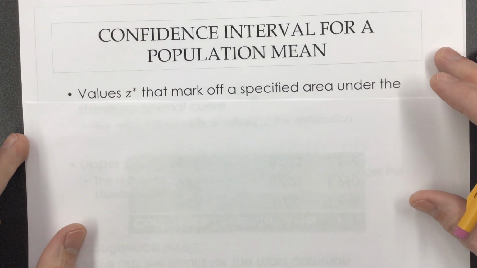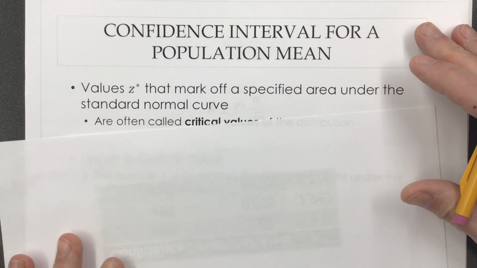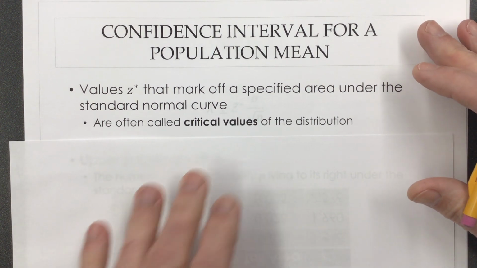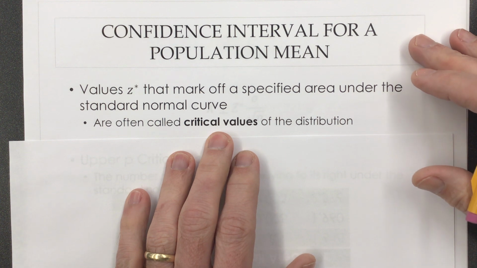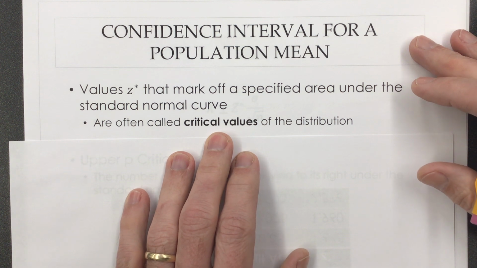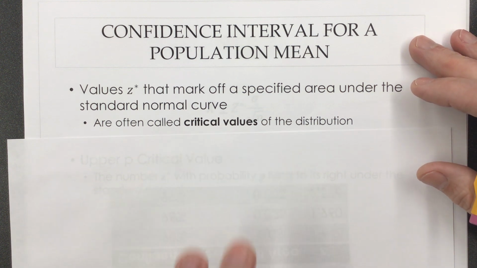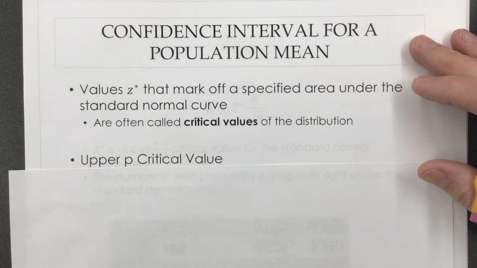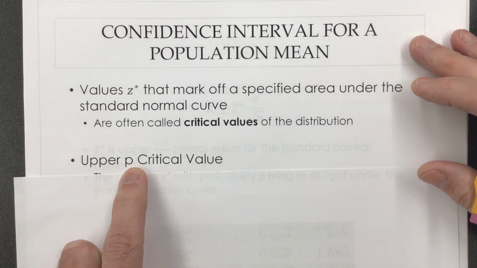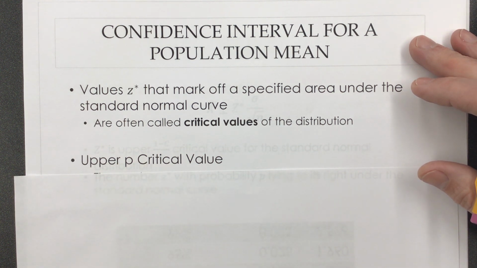All right, so as we already mentioned, the Z star, that's known as the critical value, okay? And that's the number of standard deviations you have to go in order to meet the confidence level that's required, right? To capture the right amount of data from the distribution. Okay, and as I already mentioned, we report the upper value, the positive one, so some people will call it the upper P critical value.